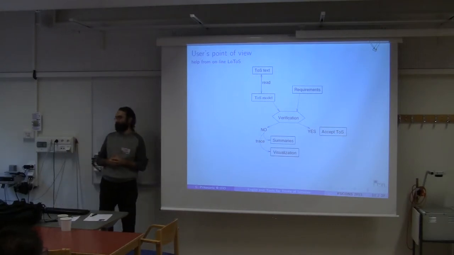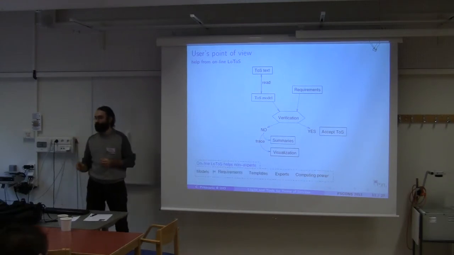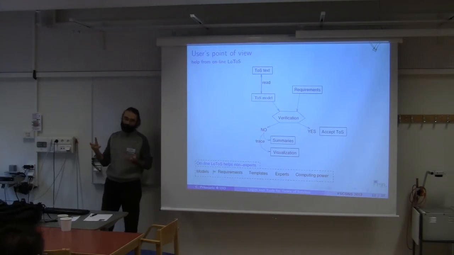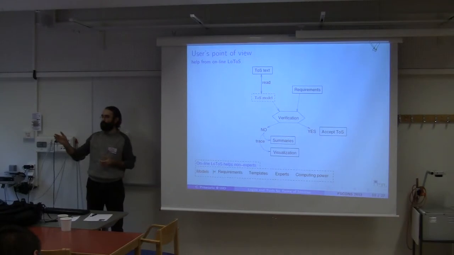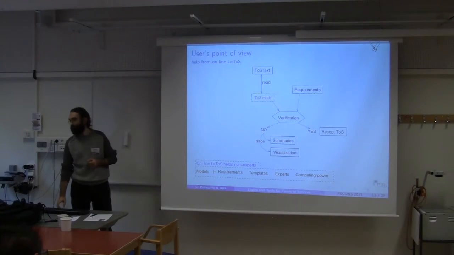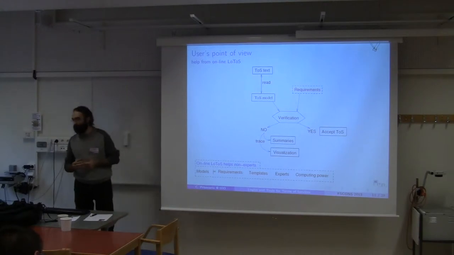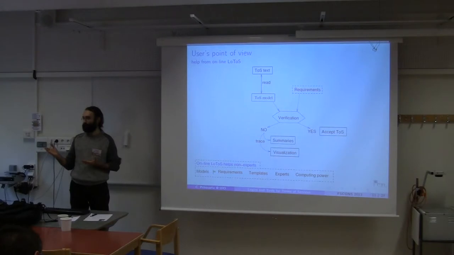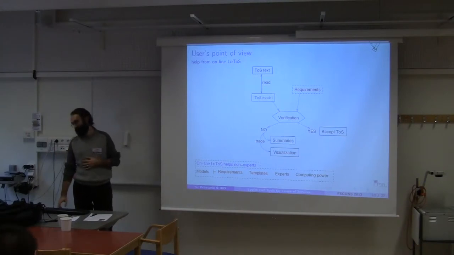So returning to the picture that we had before, where do these fit in? We said we have this online Lotus system that will help non-experts. So the models that already exist there will just be taken from the online system. And the requirements and requirement templates will just be taken again. So see that in this online system, requirements need to be already satisfied on the models that they are defined. About the templates, we still need to have some discussion about that.